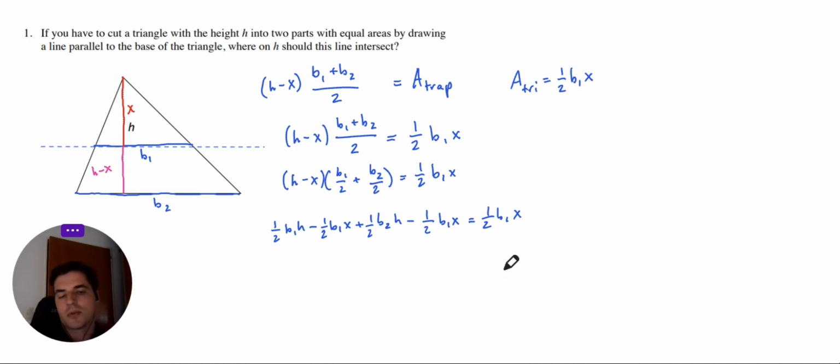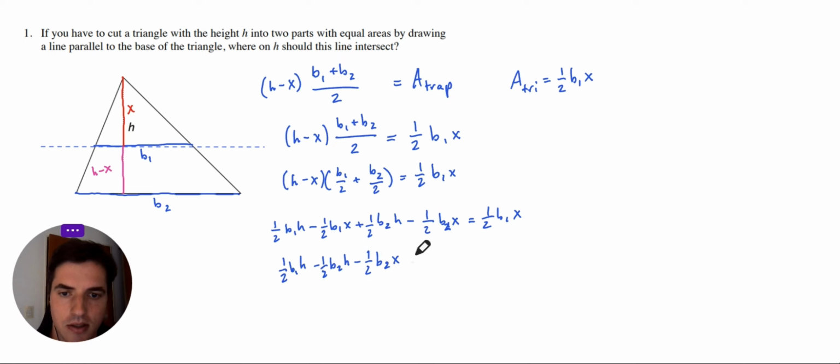Okay, so we have a lot going on here. We can combine like terms, and I think here at the end I wrote b1, so I meant b2. We're multiplying the last term here. So we'll go ahead and add the 1/2 b1x to both sides. We have 1/2 b1x here and a 1/2 b1x here. That leaves us with 1/2 b1h minus 1/2 b2h minus 1/2 b2x, and this would now be equal to just b1x.